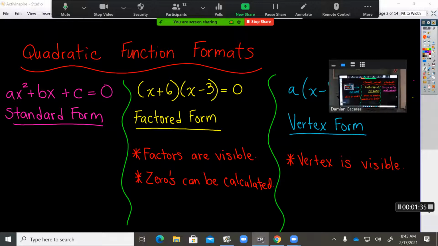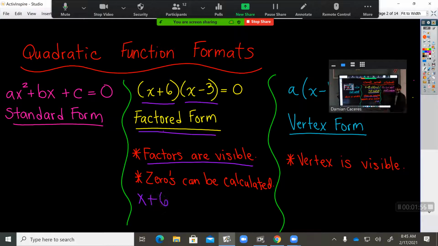Let's skip to the middle one. The middle one is called factored form. Why do you think it's called factored form? Because we can see the factors. Factors are the things that are being multiplied. So factors are visible. That's why they call it factored form. What are the two factors? x plus 6 is one of the factors, and the other factor is x minus 3.